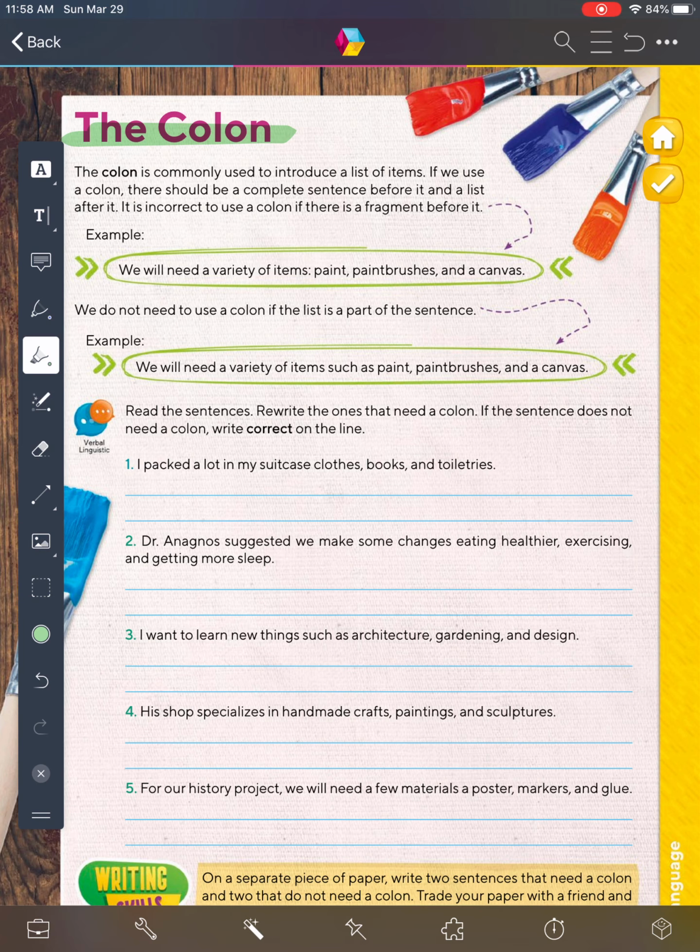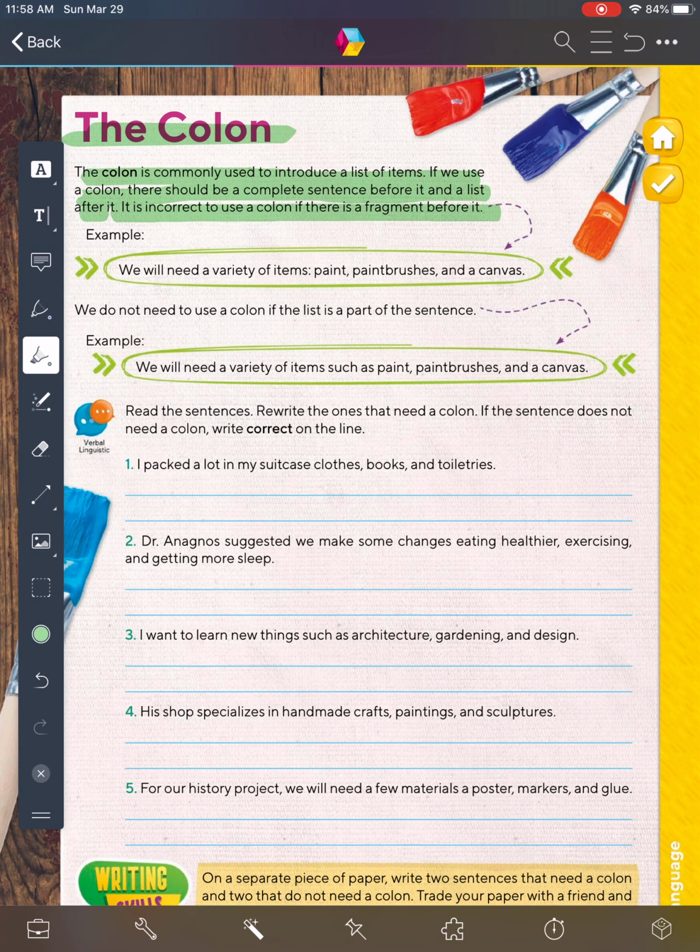So I'm reading with you. Please read with me at home. The colon is commonly used to introduce a list of items. If we use a colon, there should be a complete sentence before it and a list after it. It is incorrect to use a colon if there is a fragment before it.